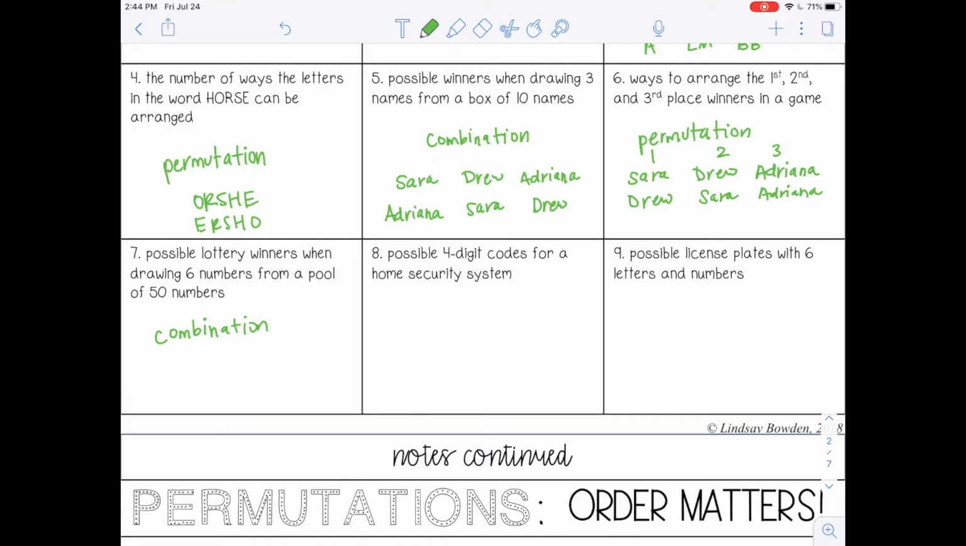Number 8, possible 4-digit codes for a home security system. That would be a permutation because the order matters. If my code for my security system is 2378 and I try putting in 8732, it's not going to work. And then number 9, possible license plates with 6 numbers and letters. That's a permutation, because the order on your license plate does matter. If it's in a different order, it's a completely different license plate on a different car.